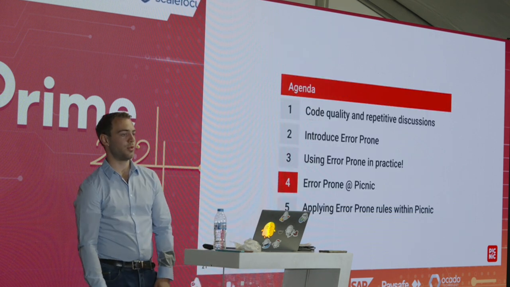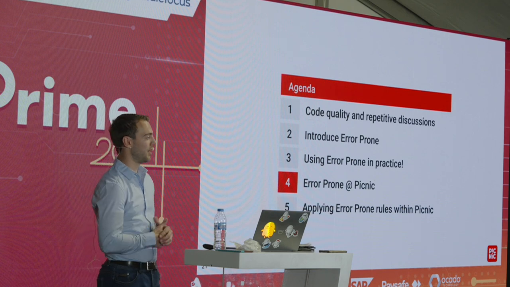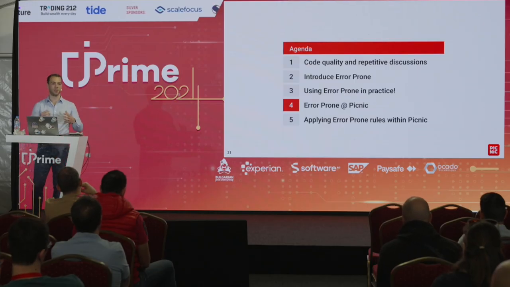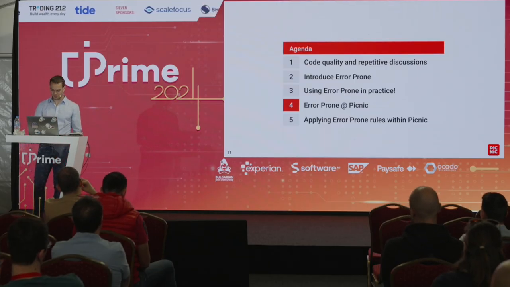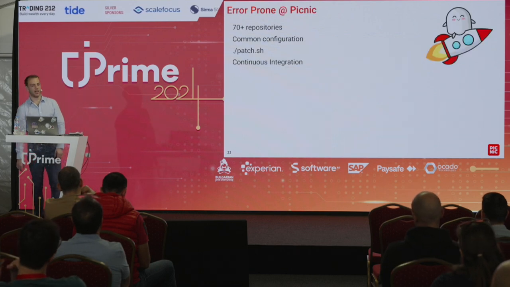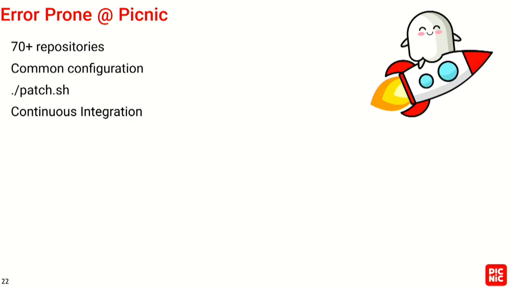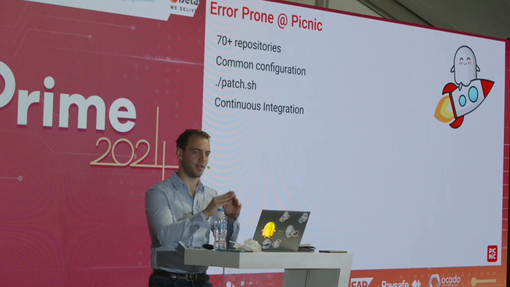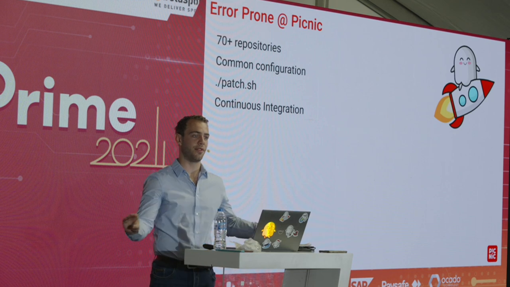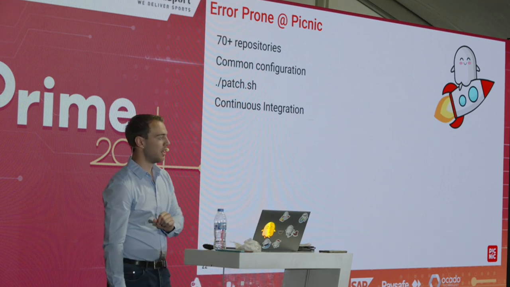Now I want to switch to some of the lessons that we learned from applying it within Picnic and how we set this up as well. At Picnic, we have over 70 different repositories, and all these repositories have one common Maven parent. In this Maven parent, we have a lot of shared libraries and a lot of configuration that, as a result of it being the parent, is applied on all the 70 different repositories.